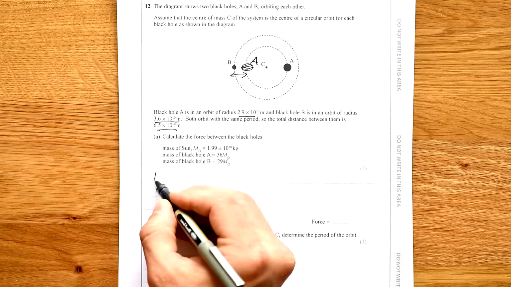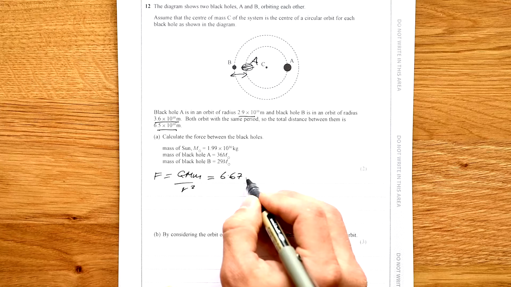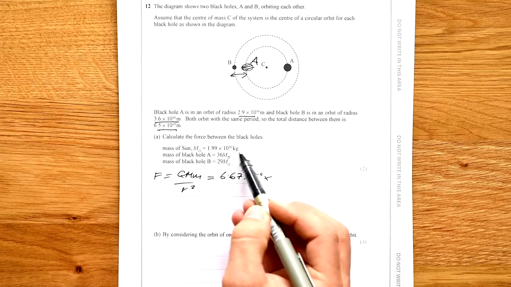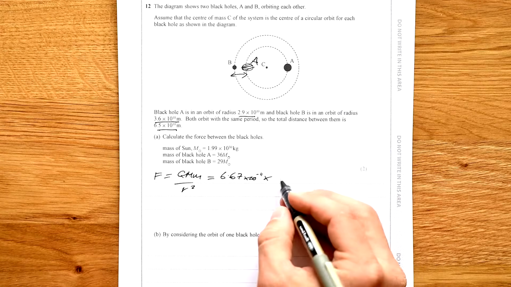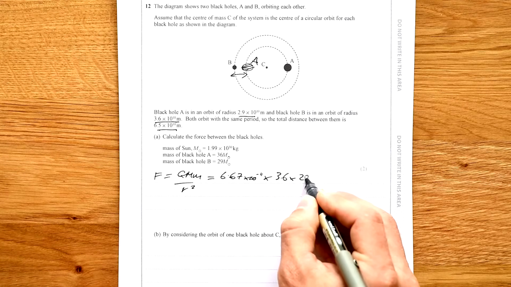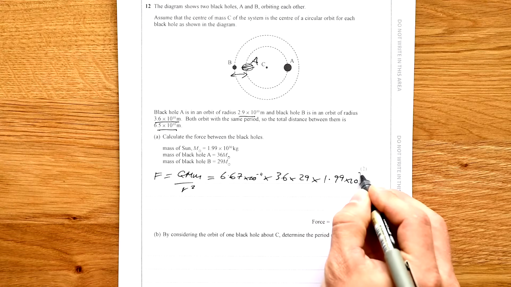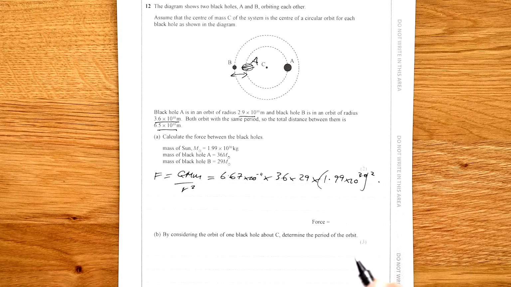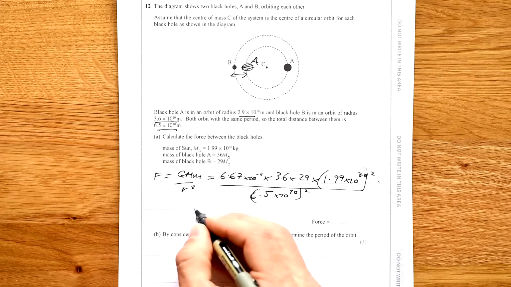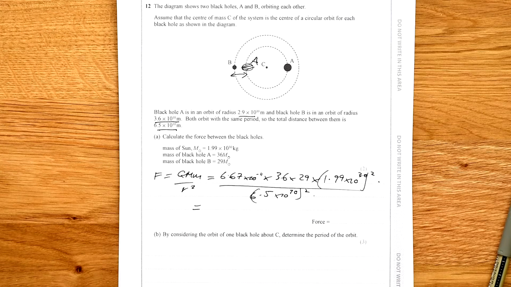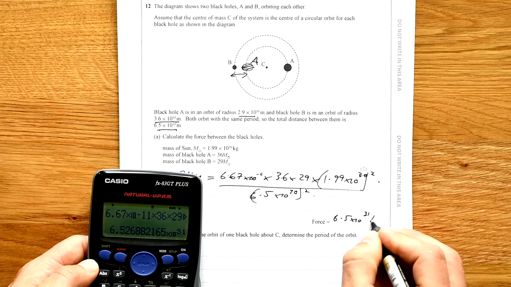Okay, so we're looking for the force, so F equals GMm over r squared. 6.67 times 10 to the minus 11. So the mass of the sun is that, and we have the mass of the black holes in terms of those. Okay, so here we go. So let's just do 36 times 29, and let's put in then times 1.99 times 10 to the 30. That does need to be squared though. Divide that by 6.5 times 10 to the 10 squared. Let's try putting this all in. And that gives us 6.5 times 10 to the 31 newtons.